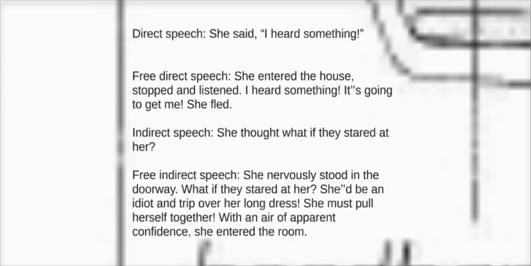Now that example there at the end also begins in the past tense, but you can see the bit, what if they stared at her, she'd be an idiot and trip over her long dress, she must pull herself together. You can see that that bit there is a switch to free indirect speech with no she thought at the beginning. And this creates the impression of eavesdropping on the character's thoughts, and it's another device to develop drama and heighten atmosphere.